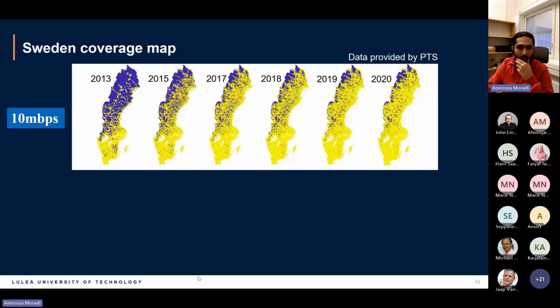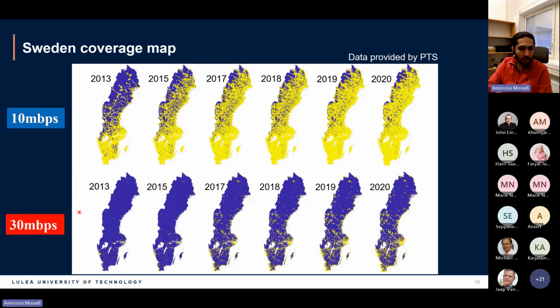And now let's have a look at Sweden's coverage map. In this figure, you can observe Sweden's coverage map for a data rate of 10 megabits per second from 2013 to 2020. In 2013, you can see that most urban areas of Sweden have access to 10 megabits per second, and it increases until in 2020 almost 85% of Sweden can access 10 megabits per second. And those areas that have no access to internet are mostly in the north and northwest of Sweden, where there's extreme rurality.